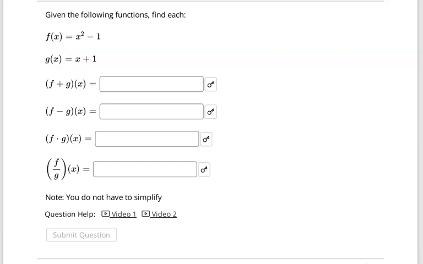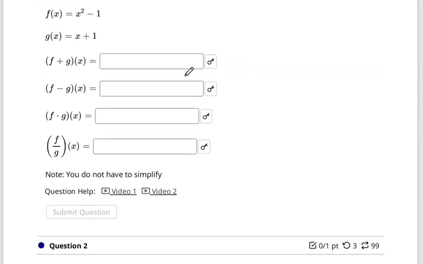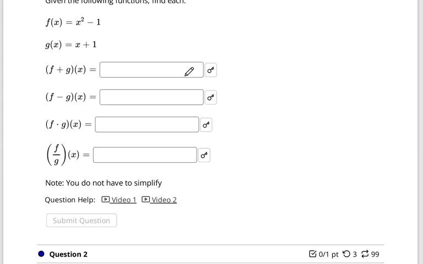Alright, I'm going to record the quiz solution to Exam 3 version 2. Give you a little easier function at the start. As the computer did that, it was easy on you. F of x and g of x.